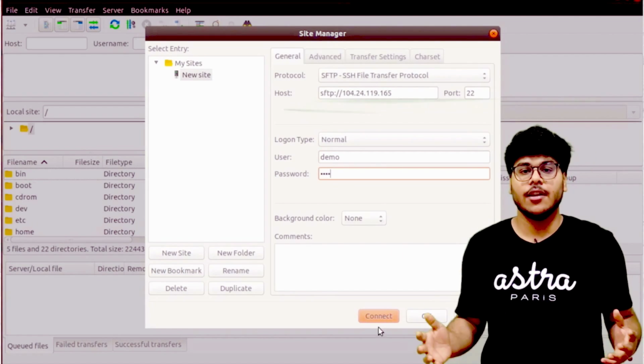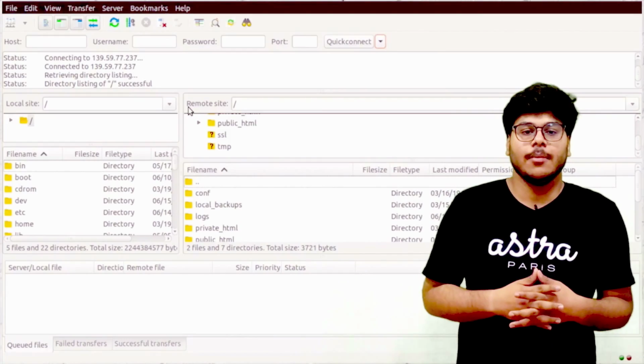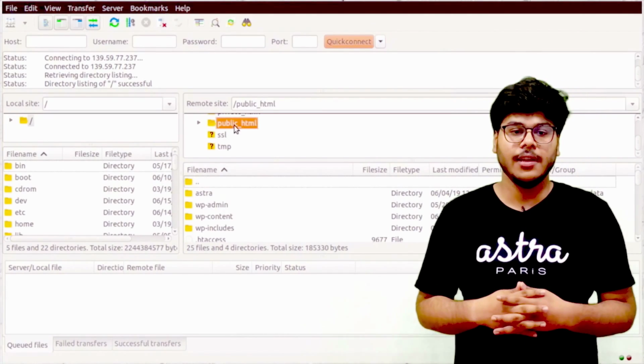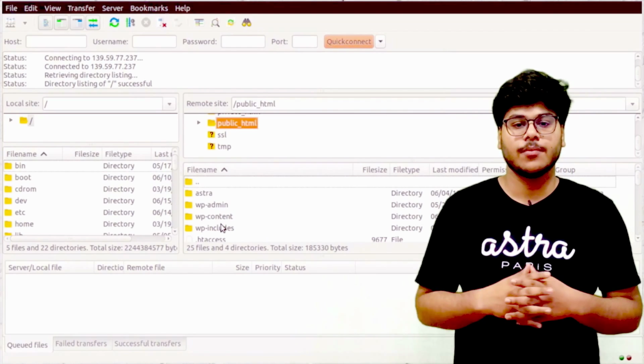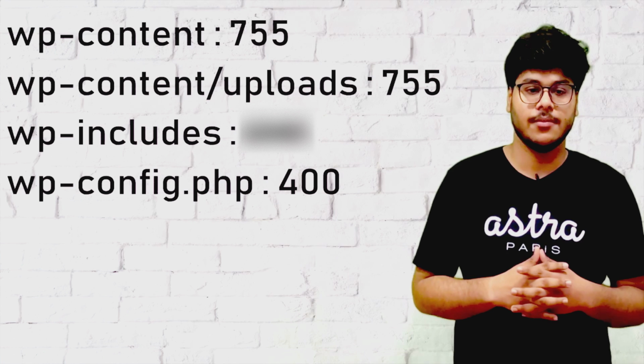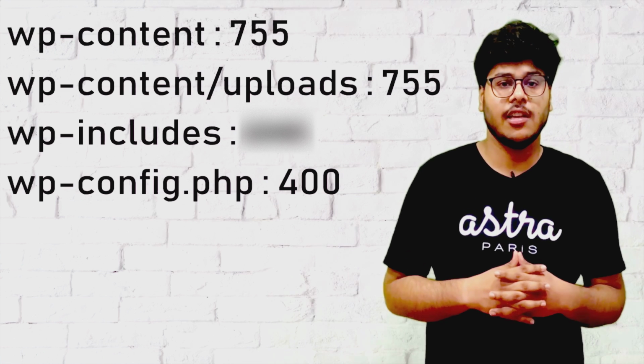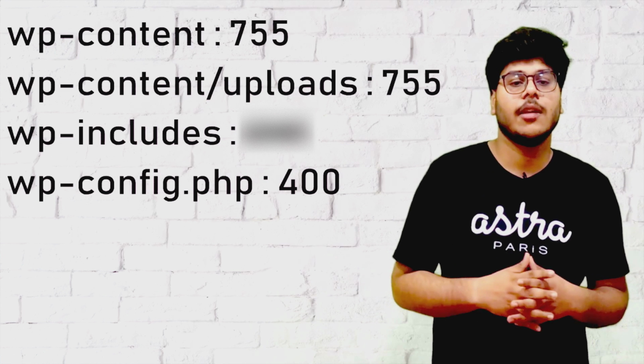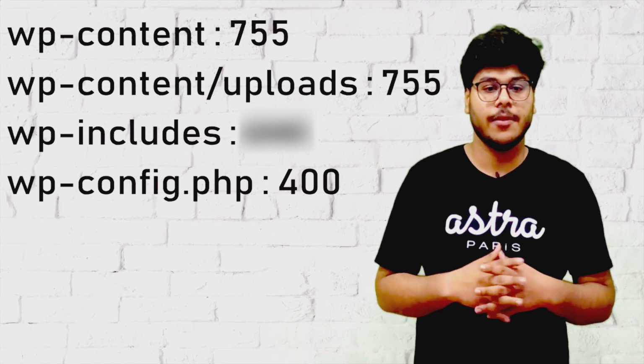Now you must be connected to the server. On your right-hand side there will be a remote site tab. Select the public HTML directory, and you will get a listing of this directory. Here you need to set the file permissions of these files: wp-content, wp-content/uploads, wp-includes and the wp-config file. For the rest of the files and folders, these are the recommended permissions.